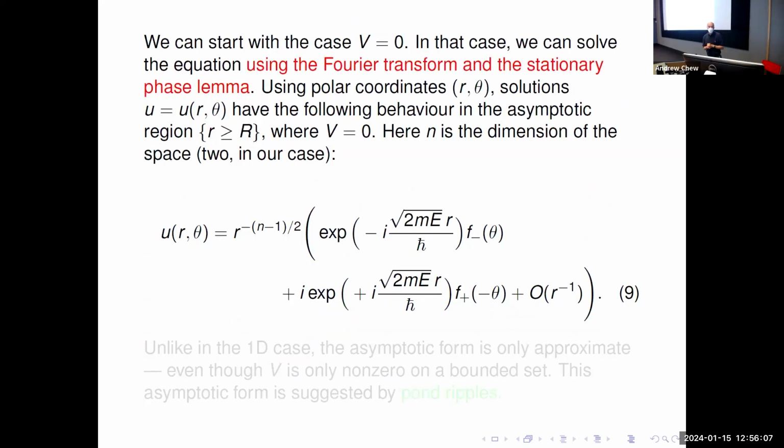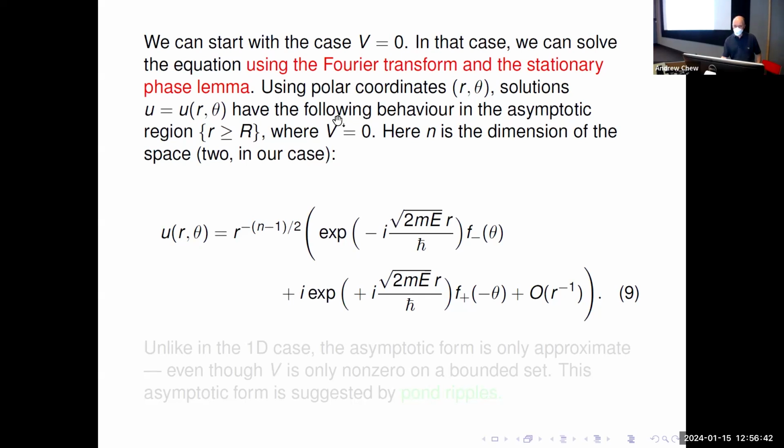Okay, so, well, let's actually think about the case where V is identically 0. So what is the behavior in the asymptotic region? Well, in this case, we can solve the equation using the Fourier transform, and then we can use the stationary phase lemma to look at the asymptotics. So I'm not assuming you know what that means. That's why it's in red. It's kind of a warning. If you don't know what it means, just forget it. It won't affect your understanding of the rest of the lecture.